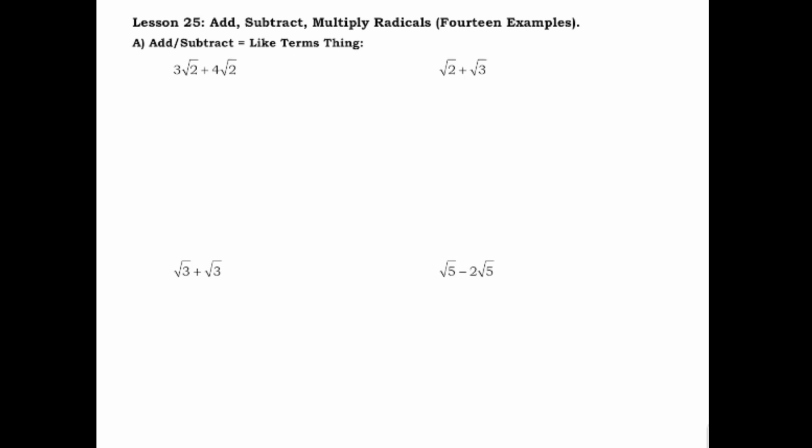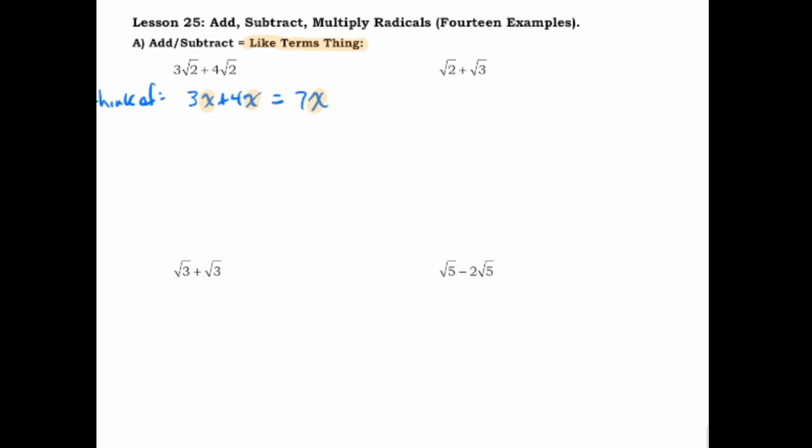Now for adding and subtracting, which is what I'll do first, we'll do multiplying later, I say it right here, it's a like terms thing. If you look at this first example, 3 root 2 plus 4 root 2, think of if you had 3x plus 4x. You would know what to do with that. We've done that plenty of times, right? If you have 3x and 4x, you would say, like terms. That's 3 x's plus 4 x's. That gets me 7 x's, right?